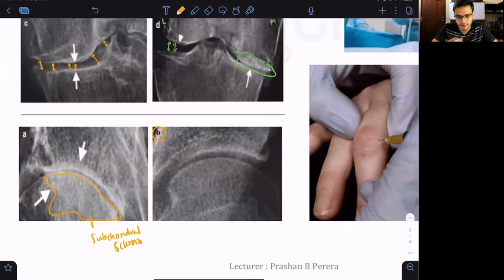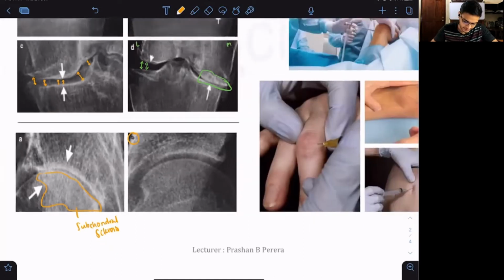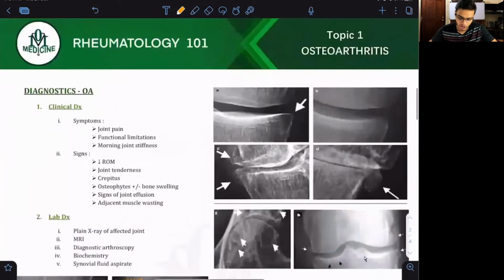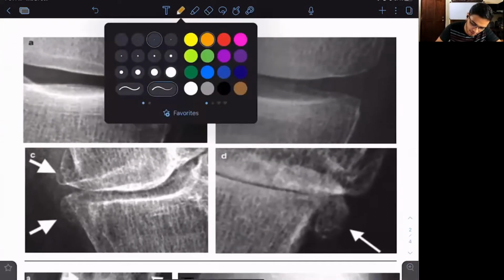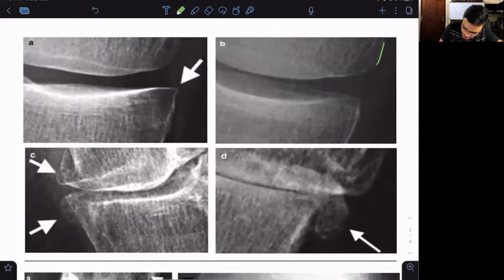Subchondral sclerosis. Right. Then come here. Look at these four. Again, what is the normal one, guys? This B1. Look at the marginal joint shape, guys. It looks like this, right? The margin looks like that.